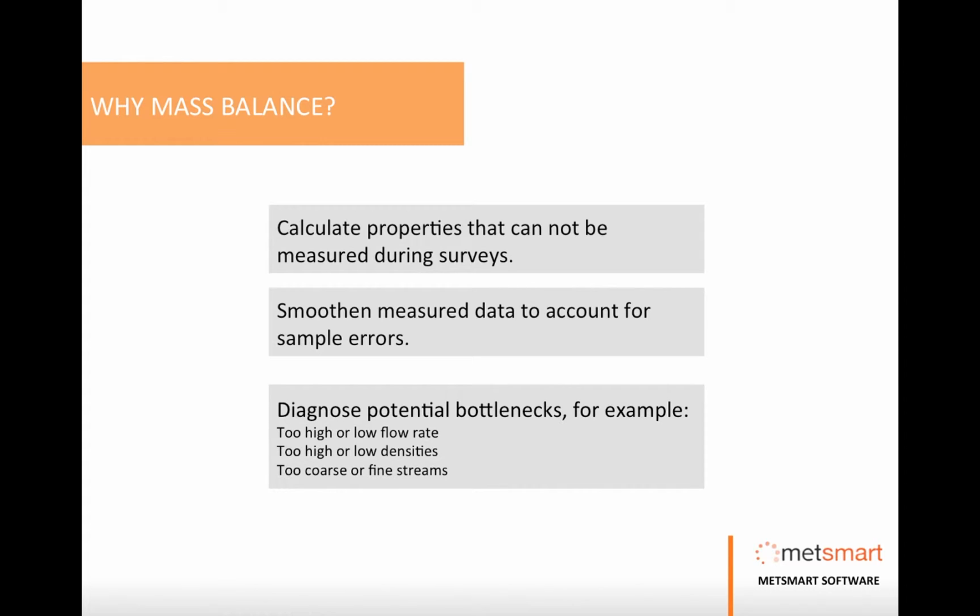So after we've performed the mass balancing, we need to understand the importance of this mass balancing process. So firstly, we can calculate properties that we could not measure during the survey, for example, the sagmill product. We can smooth data that was taken with a sample error, or we can diagnose potential bottlenecks in the plant. For example, is the stream flow too high or too low? Do you have a problem with the densities around some of your streams? Or do you perhaps have a final product size that's too fine or too coarse? If this is the case, then you need to do something about the operation of your plant.